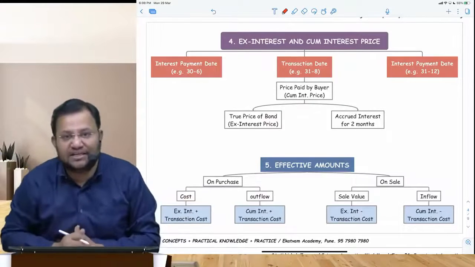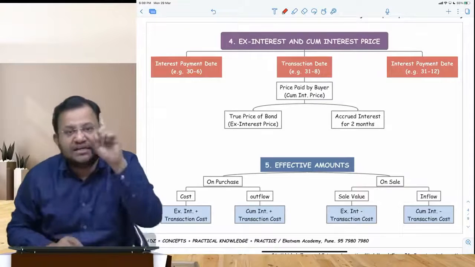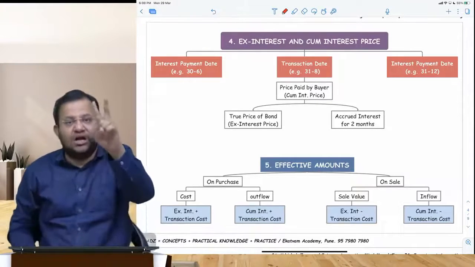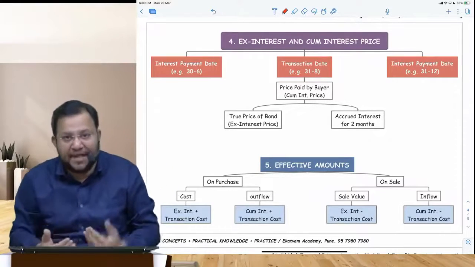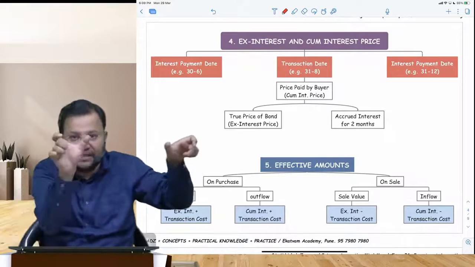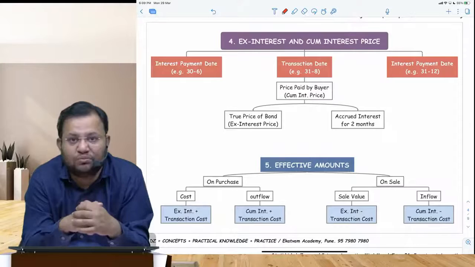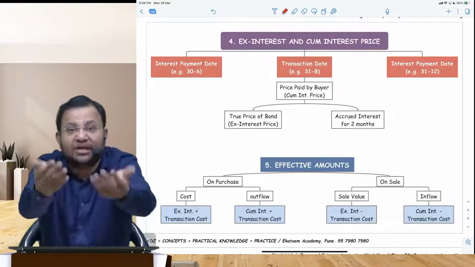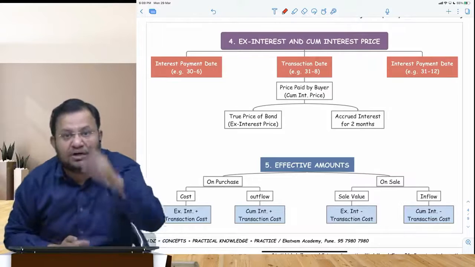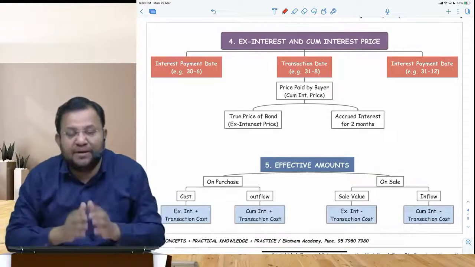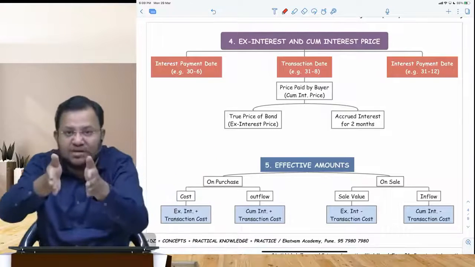Let's say a transaction takes place on 31st August. So when a transaction takes place on 31st August, interest for July and August has already accrued. So the buyer of the debenture has to pay the true price of the debenture plus the accrued interest for 2 months. But the accrued interest paid by him for the 2 months is not his cost. It is going to be reimbursed to him by the company on 31st of December. So we say the true cost of debentures is what you paid for the debentures, and the 2 months is accrued interest.